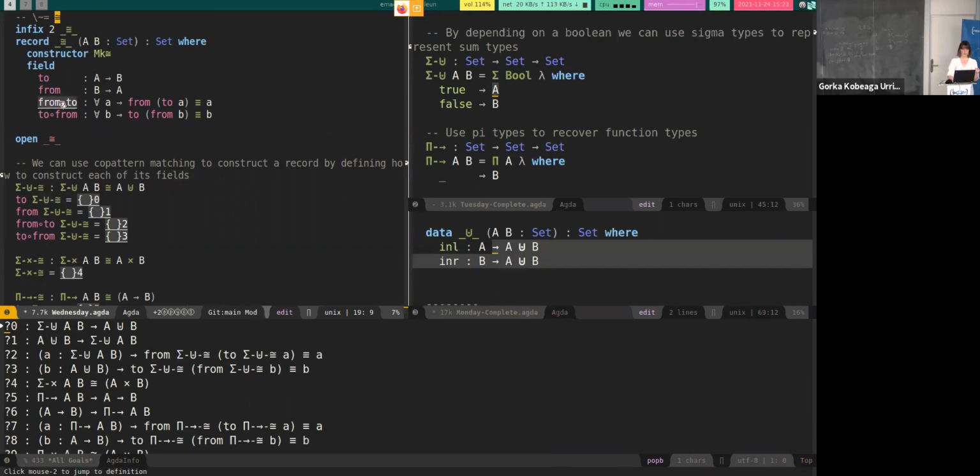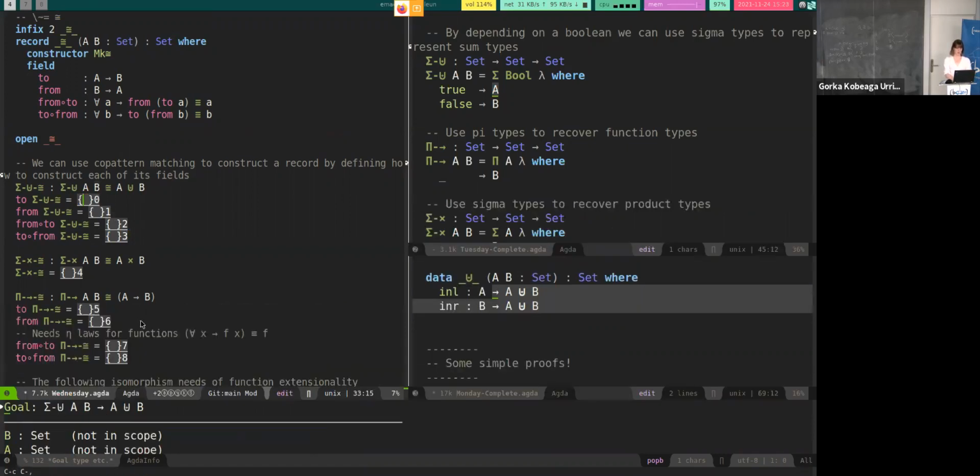So the result, we need to return a record, and the record has 4 fields. So for each of the fields, we are going to get a definition. So it means that here I need to give the definition of the field to, here I need to give the definition of the field from, etc. So in the definition of the field to, I need to transform this sigma type thing into the actual sum type.